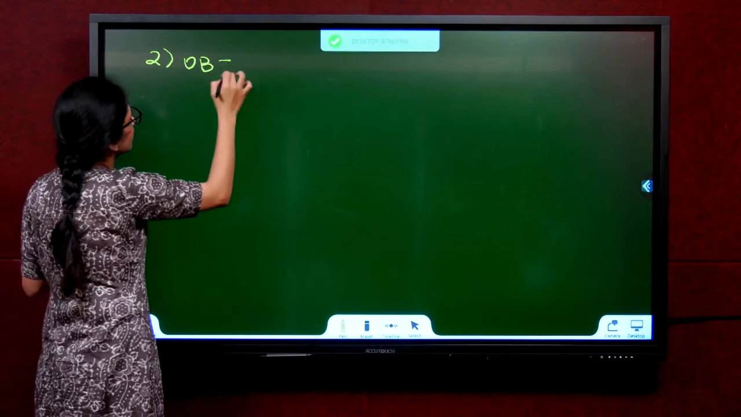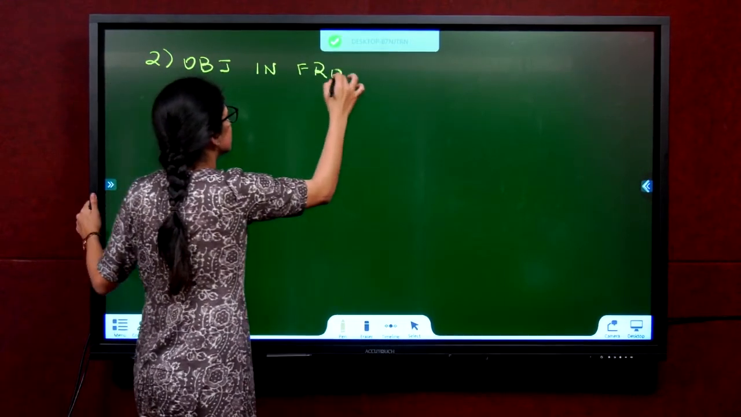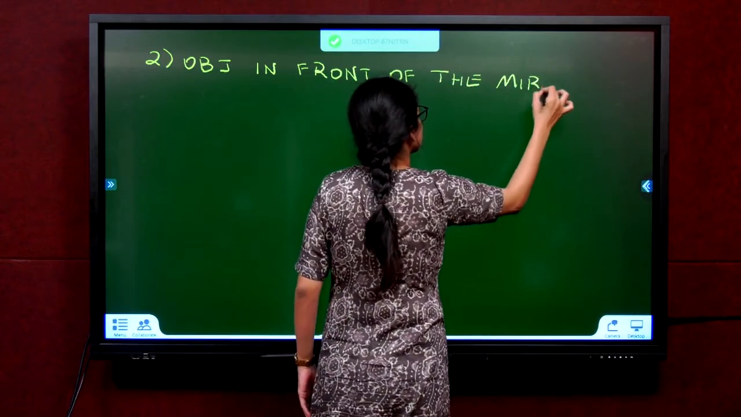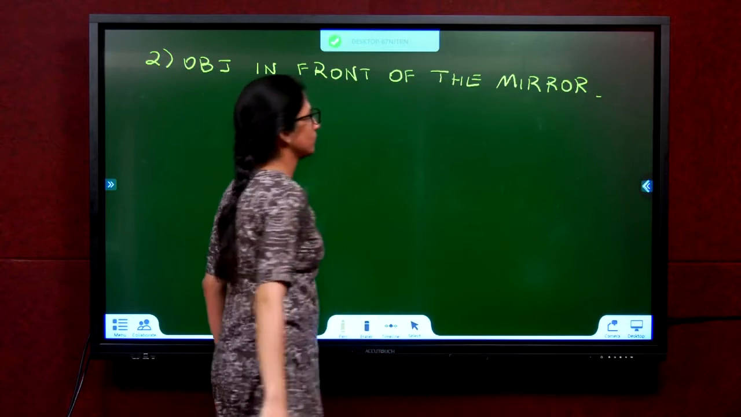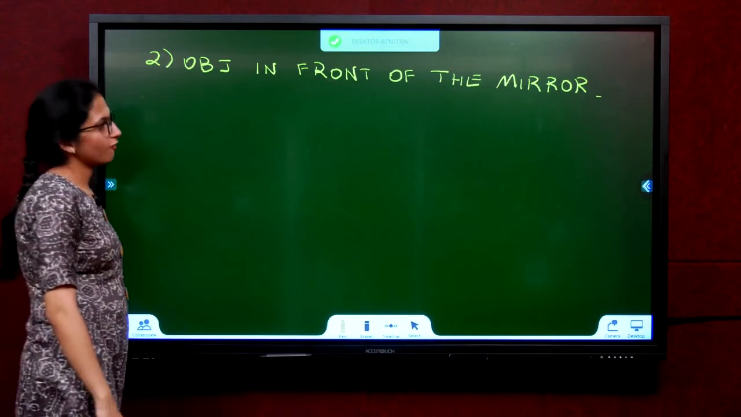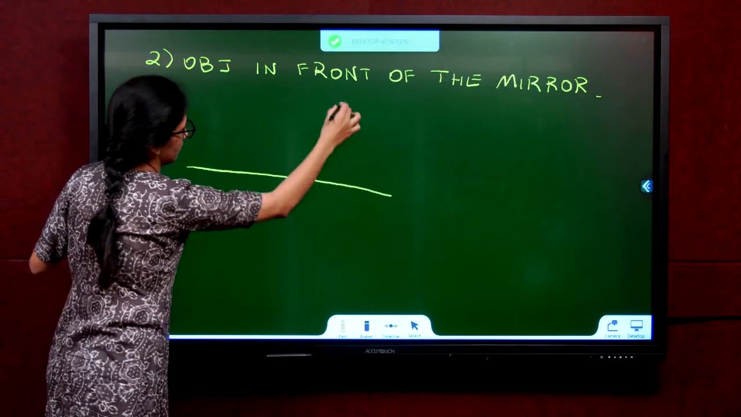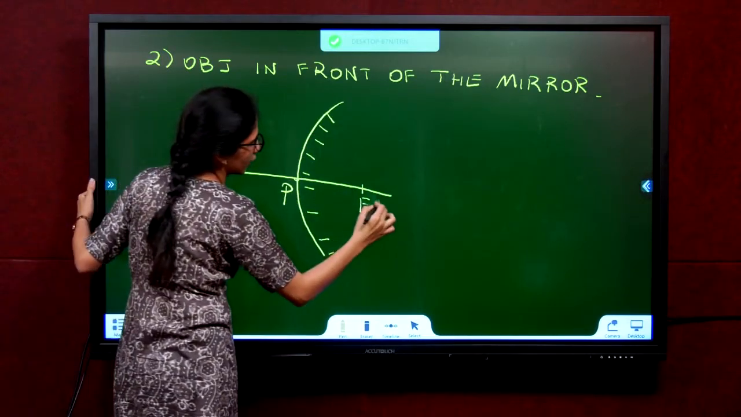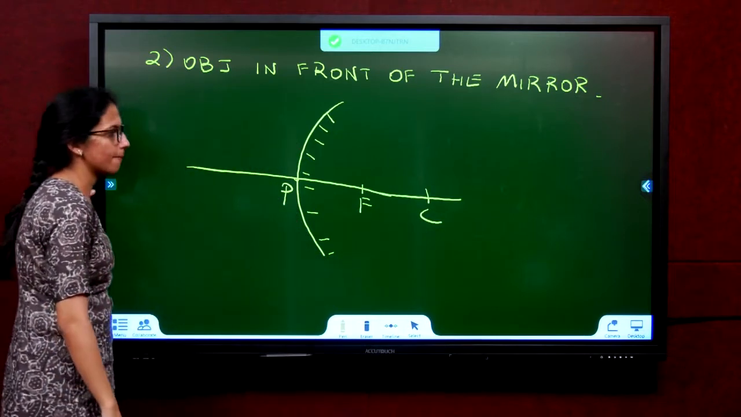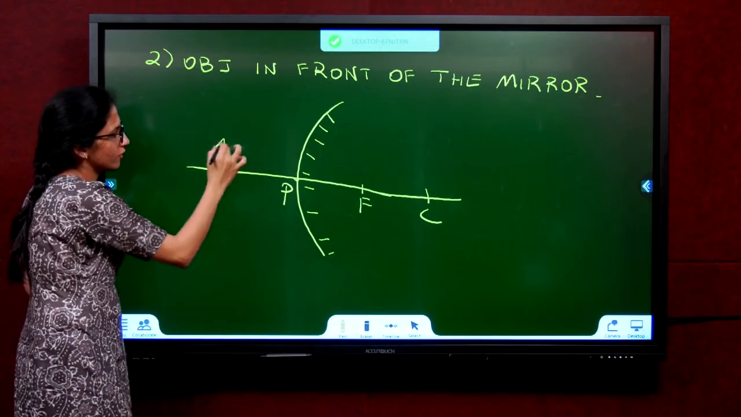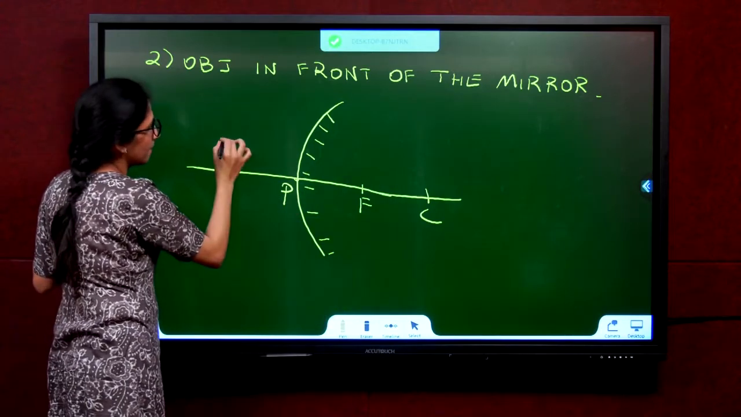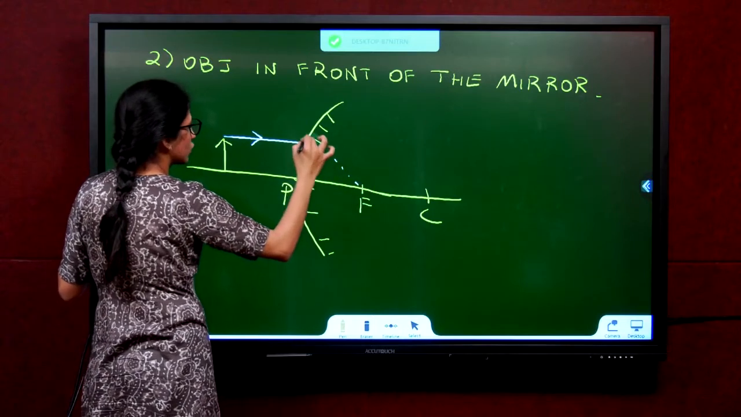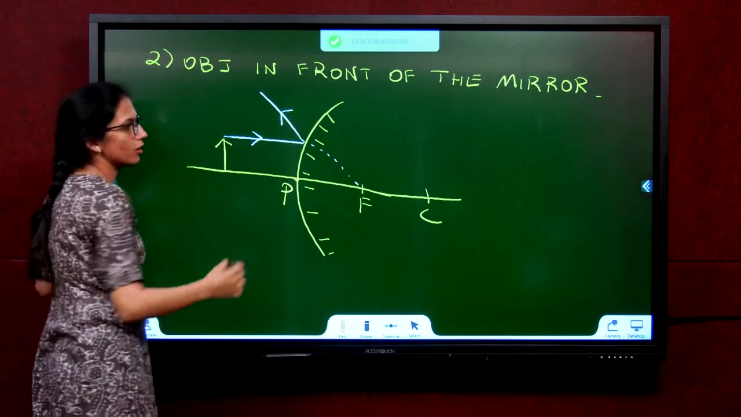Object in front of the mirror. So now in the case of object in front of the mirror, same way, take your compass, draw this, 3 centimeters away mark focus, 3 centimeters away mark C. Keep your object anywhere in front of the mirror. Let's start. Parallel ray after reflection passes through the focus. So take your scale, join these 2 points. Let this be dotted, let this be solid.